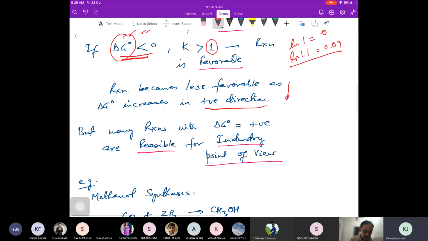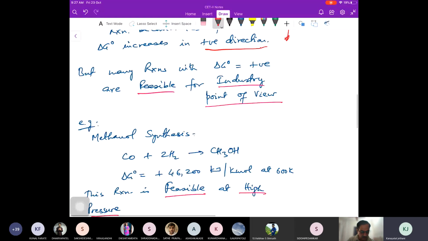So as delta G0 increases in the positive direction, the reaction becomes less favorable. But many reactions with positive delta G are feasible from an industry point of view. Because in industry, it's not that every reaction takes place at 298 Kelvin. Temperatures of 1000 degrees centigrade are available or used. So when you change the temperature, delta G changes, not delta G0, delta G at that reaction temperature will change, and that is what makes it feasible.